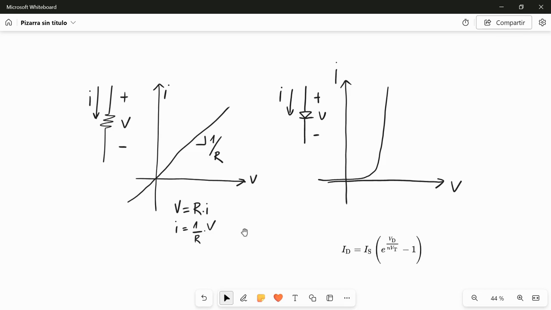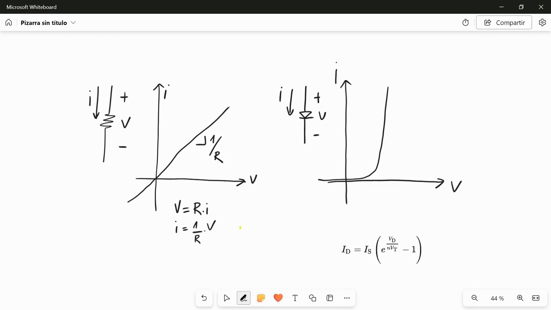Hello everybody, in this video I will show you how to deal with and solve problems with a junction diode. So what is a junction diode? A junction diode is a nonlinear element. What does it mean? So let's look at a resistor before.